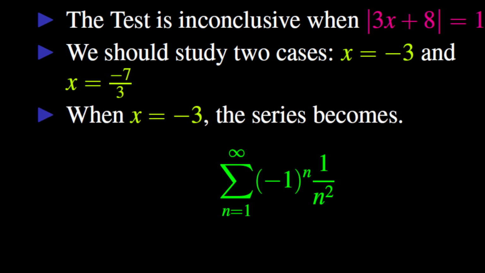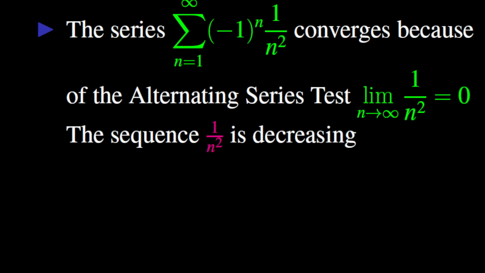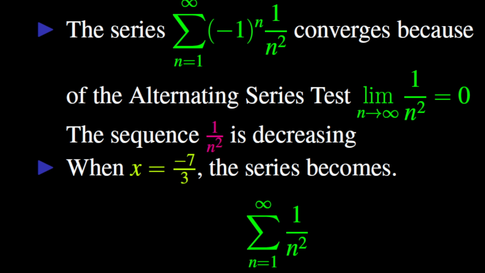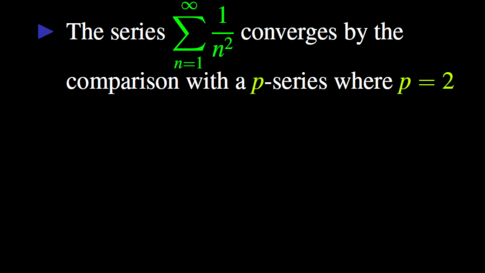When x is equal to -3, the series becomes an alternating series with terms (-1)^n times 1 over n squared. We will now investigate if this new series converges or diverges. Using the alternating series test, the series converges because the limit as n goes to infinity of 1 over n squared is equal to 0, and the sequence 1 over n squared is obviously decreasing. When x is equal to -7/3, the series becomes a series with terms 1 over n squared. The series converges because it can be compared to a p-series with p equal to 2, which is greater than 1.